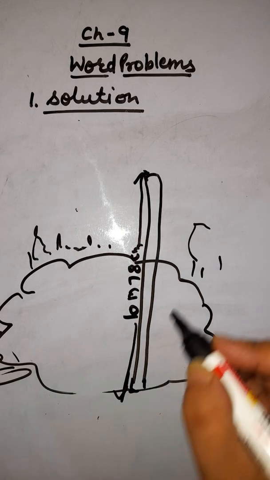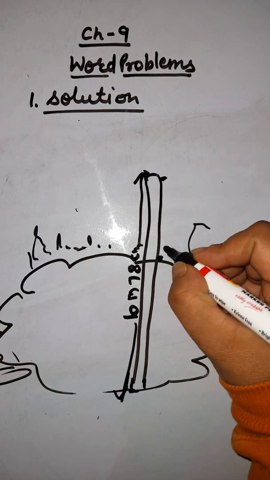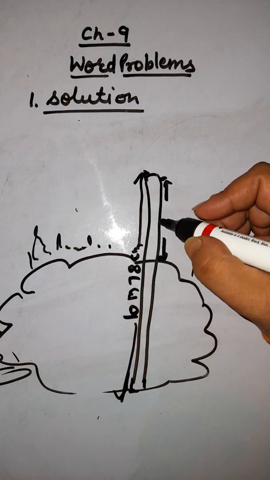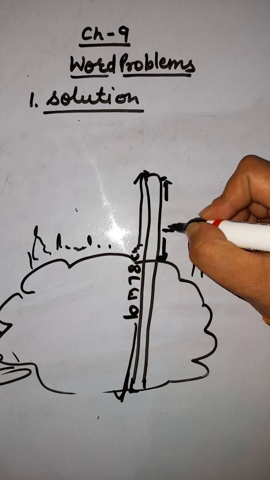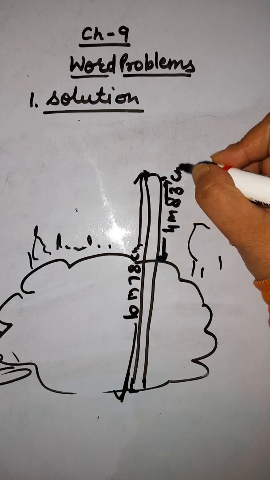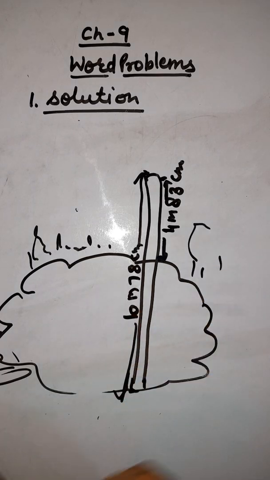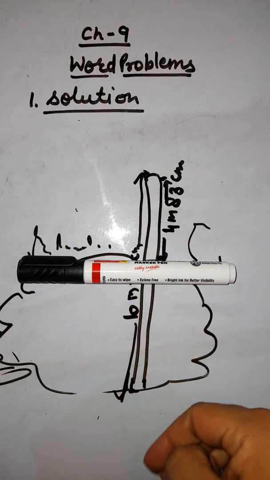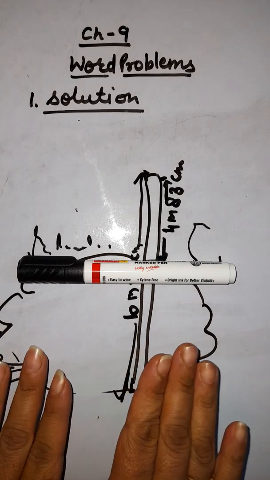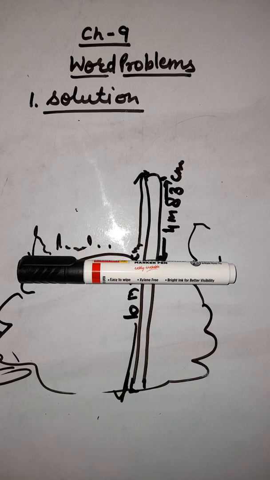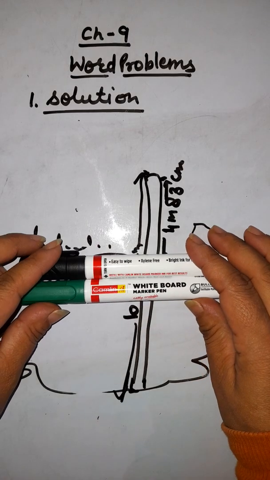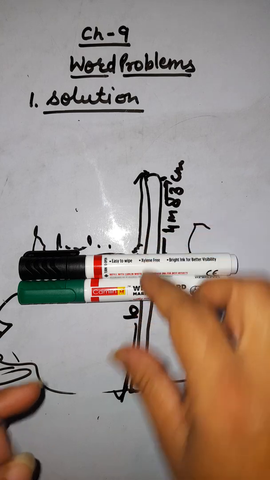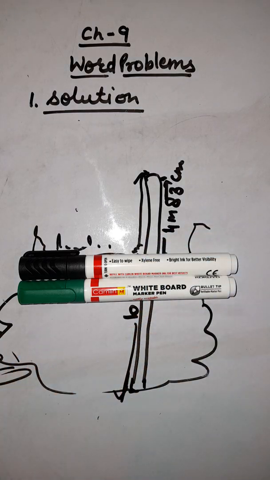Fine. And here to here, this portion which you can see outside, and this portion is inside the pond. How much is the outside portion? This is 4 meter and 83 centimeter. Okay, this is outside. Now hide this one. Outside we have 4 meter and 83 centimeter, and inside we have to find out the length of the pole inside the pond.